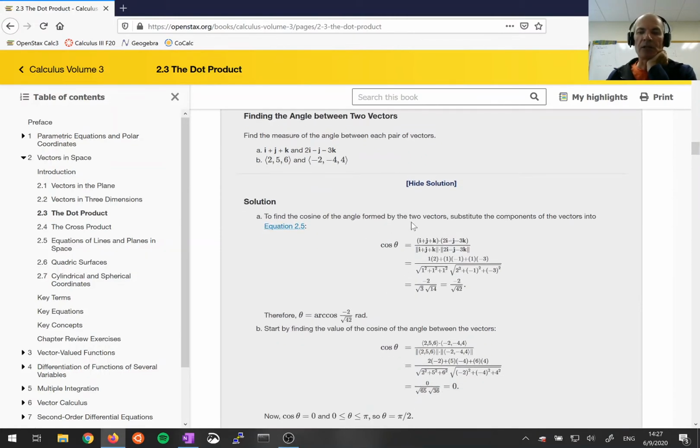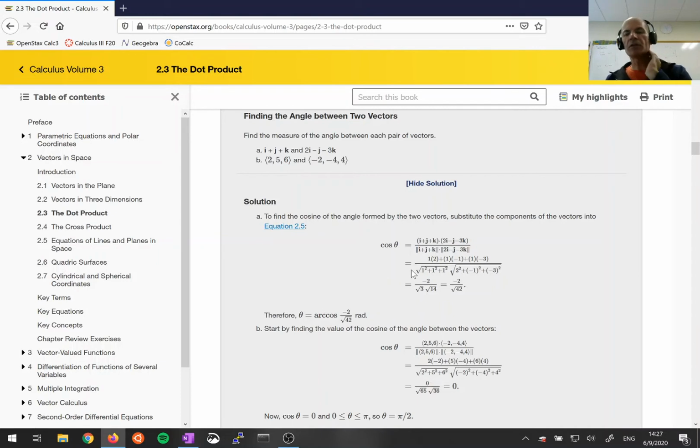So if we want to find the angle between these two vectors, we just simply solve for the cosine of theta. That's the dot product of the two vectors divided by the lengths of the two vectors. You compute the dot product in the numerator, the lengths of the two vectors in the denominator, and you end up with minus 2 over root 42. That is the cosine of the angle between the two of them. And furthermore, if you want the angle itself, you can just take the arc cosine.